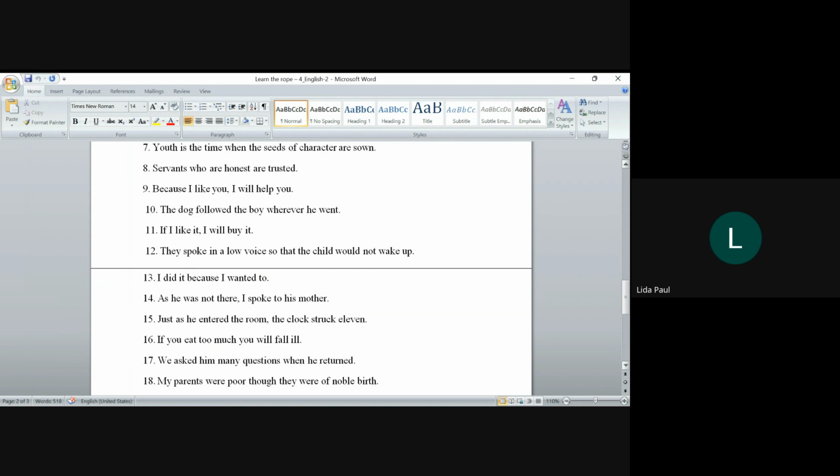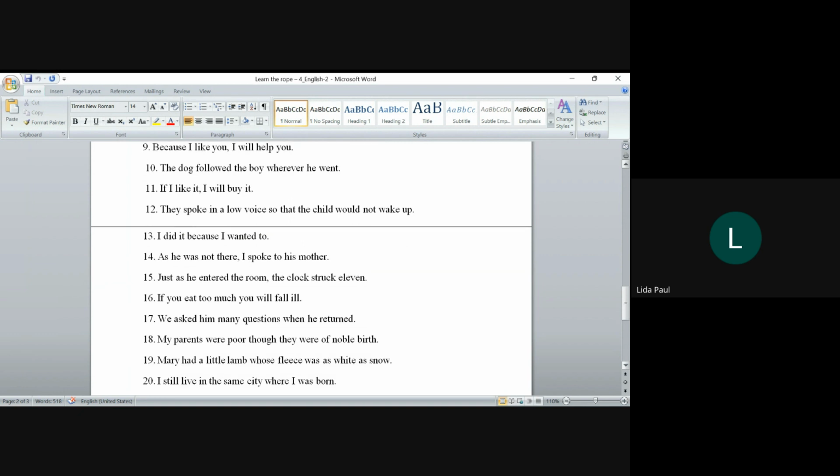It tells you directly about the time. So adverbial clause. 16th one, if you eat too much, you will fall ill. If you eat too much, right? And what kind of subordinate clause? Adverbial. Condition, so adverbial. 17th, we asked him many questions when he returned. When he returned. Correct. And what is this? Here it is what? When he returned.